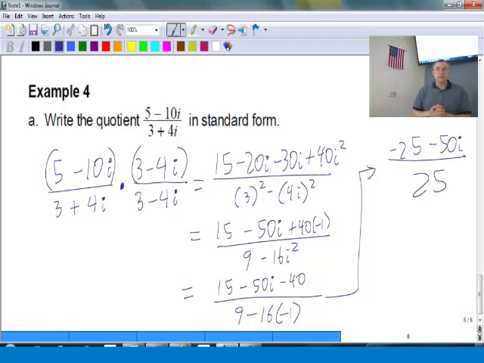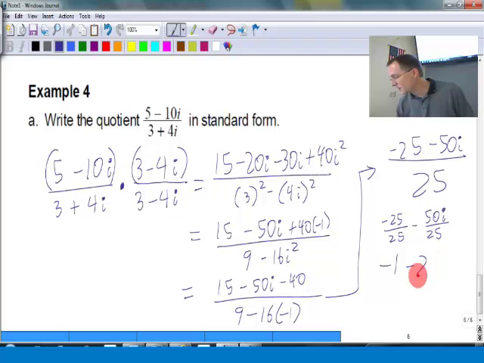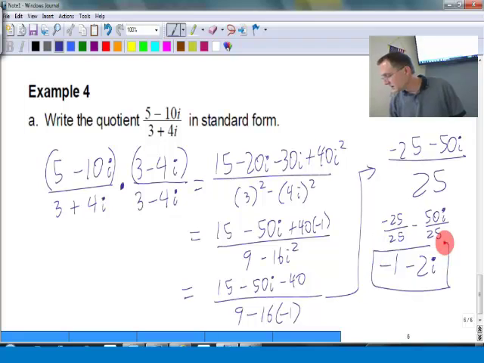We'd still want to break this apart and write it as two separate fractions, just like this. Negative 25 over 25 minus 50i over 25. We break it apart and write it like that, so we've got the real term and the imaginary term, so we can see the real part, even if it's a fraction, happily not a fraction in this case, but even if it's a fraction, the real part and the imaginary part. Good news in this case is it's negative 1 minus 2i, so no fractions come into play, but we want to allow for that possibility.